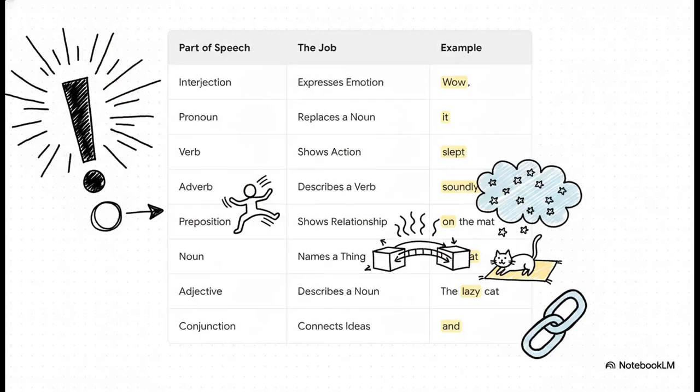Okay, let's step back and admire our handiwork. This table puts it all together, breaking down our final sentence. Wow, the lazy cat slept soundly on the mat and it dreamed. We've got the emotion from the interjection, wow. The noun cat is described by the adjective lazy. It's doing two actions, the verbs slept and dreamed. The adverb soundly tells us how it slept. The preposition on places it on the noun mat. The conjunction and connects the two ideas, and the pronoun it makes it all flow smoothly.